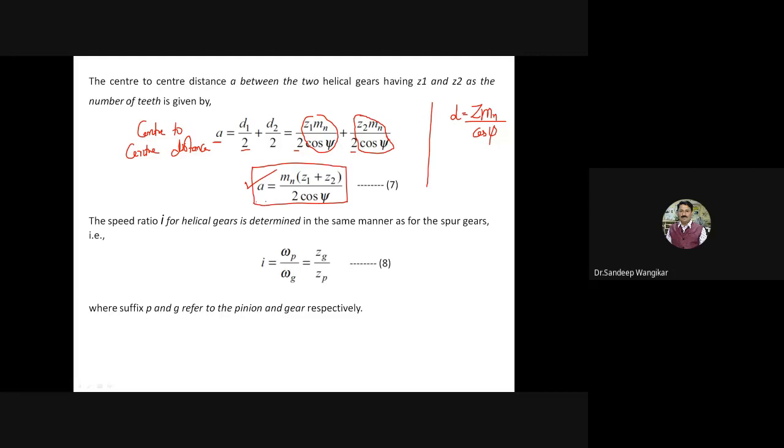And now the next point, the speed ratio i for helical gears is determined. Now for i we are using omega, we are using np by ng. It is nothing but the ratio. So i is equal to np by ng. Here it is mentioned, or it is also equal to zg by zp, where suffix p and g stand for pinion and gear.